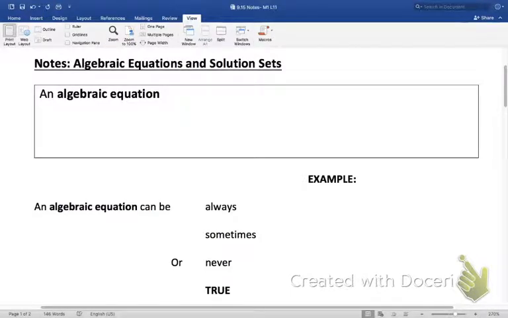Today's notes are on solving algebraic equations and solution sets. So to start these notes, we're going to write a definition of what is an algebraic equation. We've discussed this in class, so we're just going to formalize it so you have it in your notes.